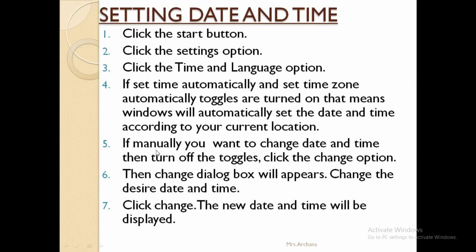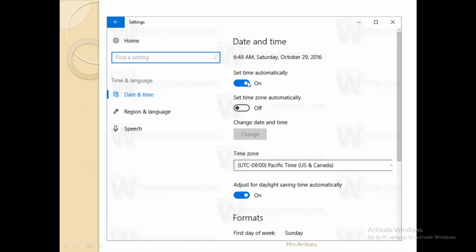If you want to change it manually, that means you don't want the time to change automatically, you want to do it yourself, then what will you do? If you want to change the date and time manually, turn off the toggles, then click the change option. You have to turn off this one, and this one is already off. After turning them off, this option will activate and you can click on it.